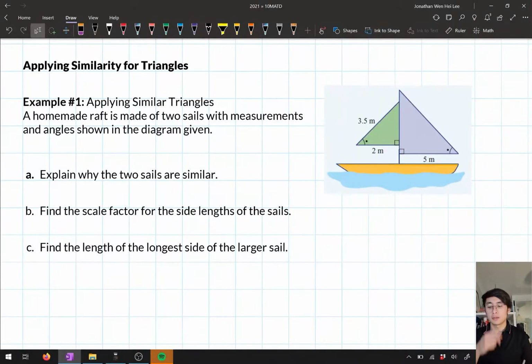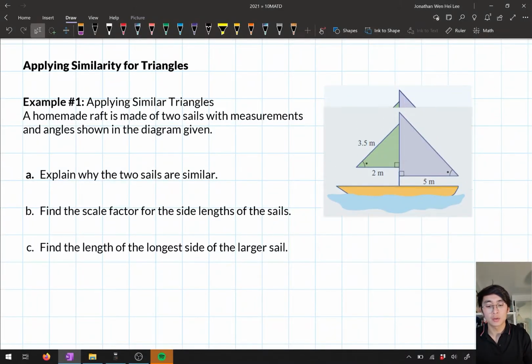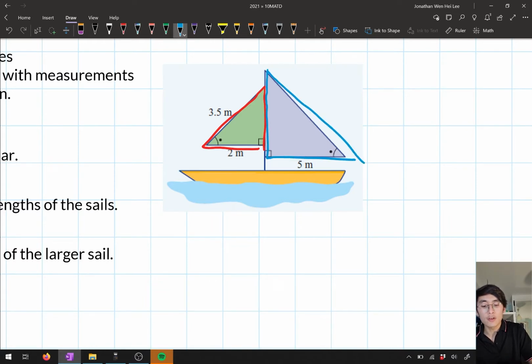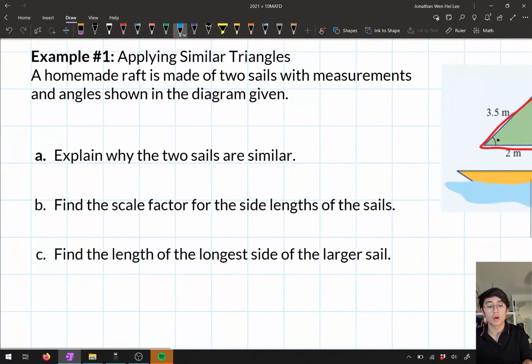Example 1, applying similar triangles. A homemade raft is made of two sails with measurements and the angles in the triangle shown in the diagram given. So if you have a look over here, we have a little raft and they've got two sails. We've got the first one over here and we've got the second one over here. We've been given a few angles inside and we've got a few measurements as well. Let's have a look at these questions.